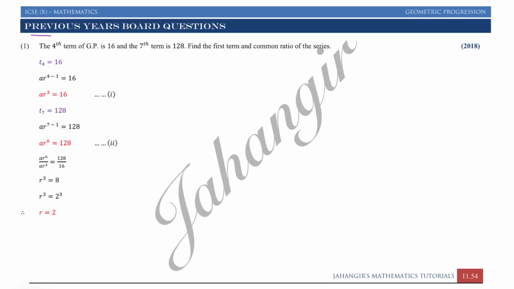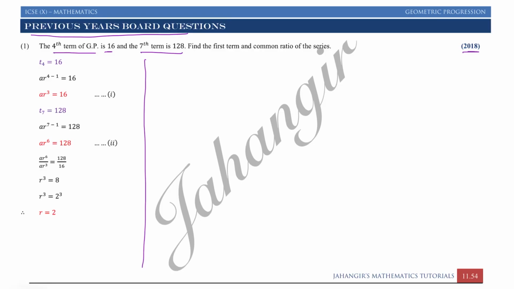We'll start with previous year board questions. First question is of 2018, as GP was introduced in 2018. First question: if the fourth term of a GP is 16 and the seventh term is 128, find the first term and the common ratio.